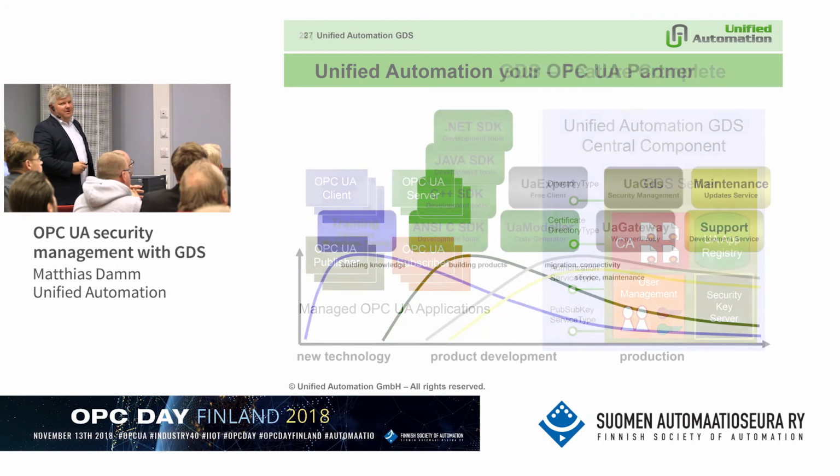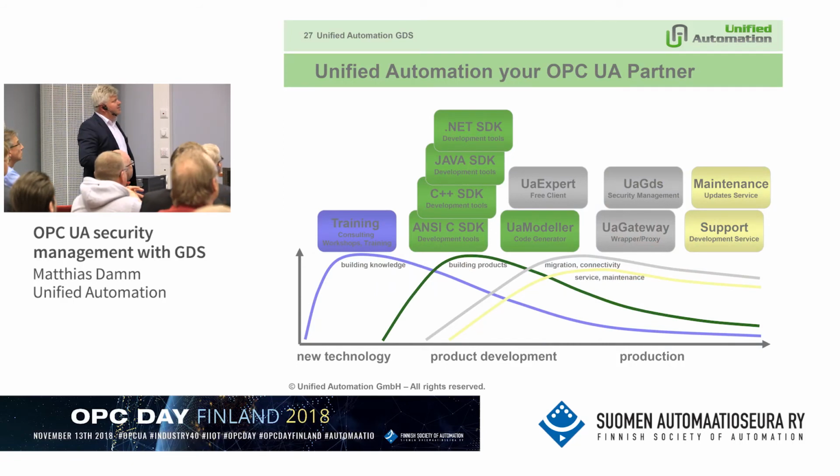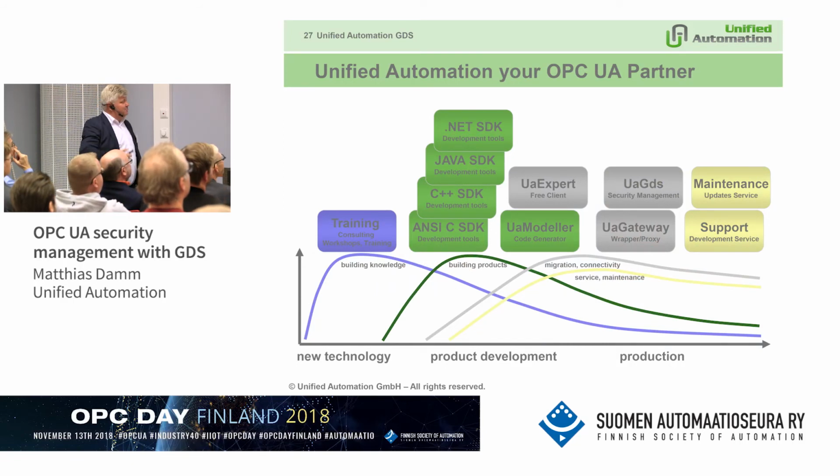So I promised to give you the big picture. The products and services Unified Automation provides are, first of all, training to allow people to understand OPC UA. Then, that's our main business, to support developing OPC UA products. So we have different libraries. We also have supporting tools like UA Modeler, a modeling tool that is very popular. And UA Expert was already mentioned, I think, in the Beckhoff presentation as a test tool.